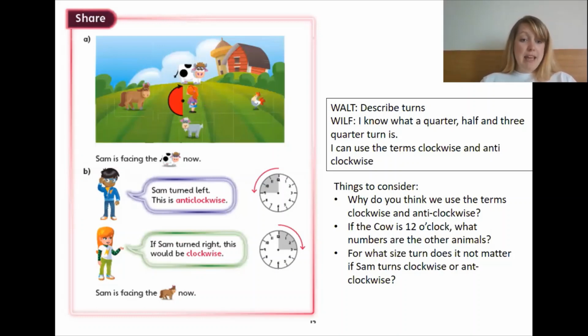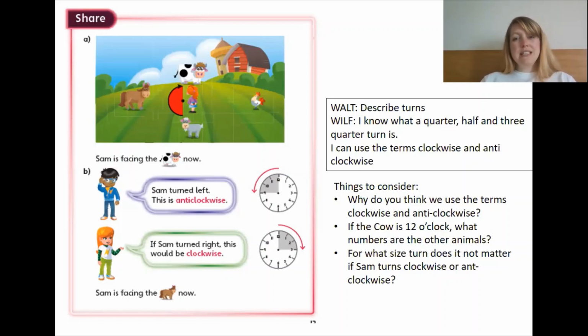So for B, it says that Sam turned left. This is anti-clockwise. If Sam turned right, this would be clockwise. Sam, for question B, is now facing the horse.